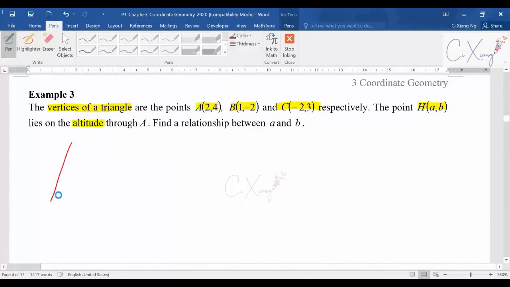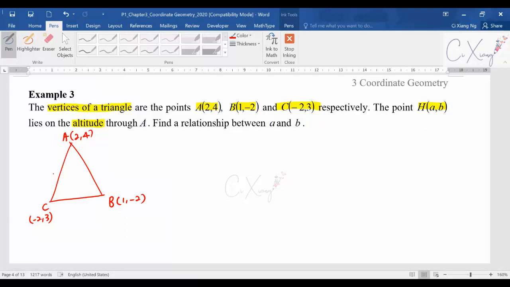Okay, I'm having a triangle. You can simply draw a triangle, no need to bother about it. What kind of triangle you need to draw? So you have point A, point B, point C. Just simply label it. You don't need to purposely go and sketch it nicely according to the coordinates, no need. You just roughly sketch a triangle with all the vertices.